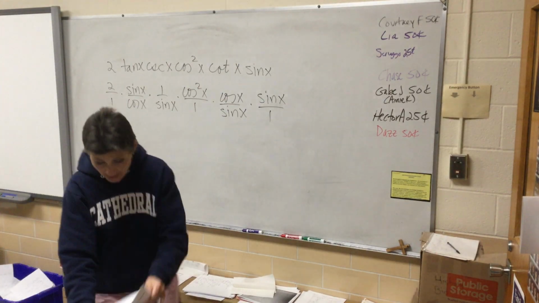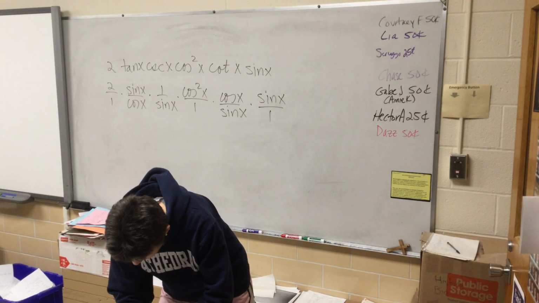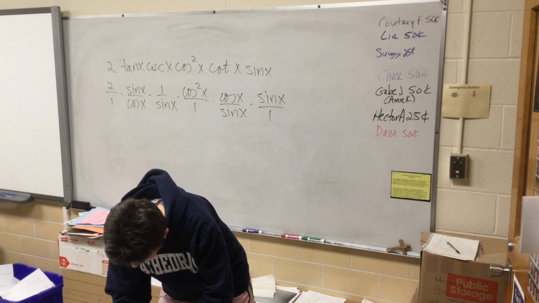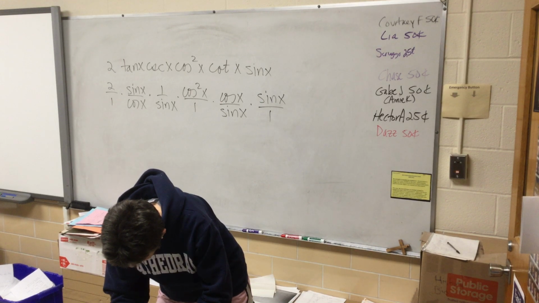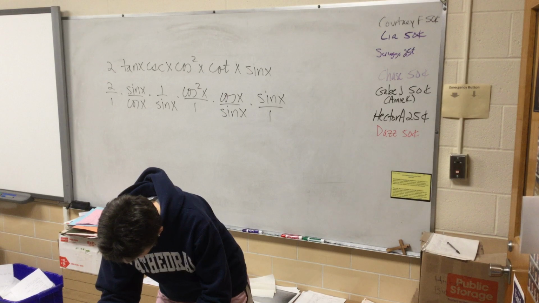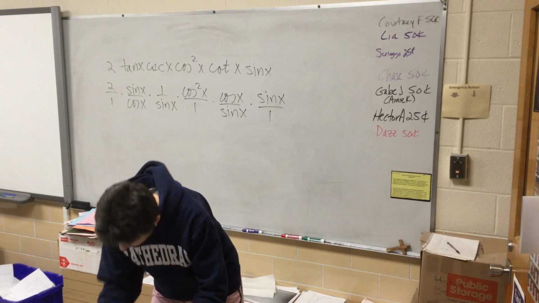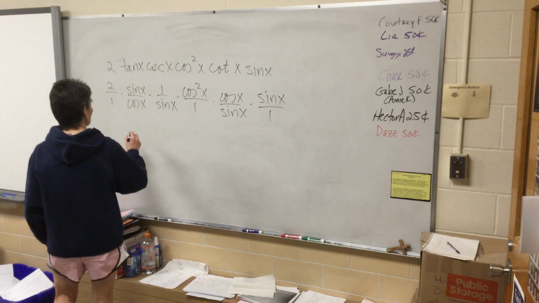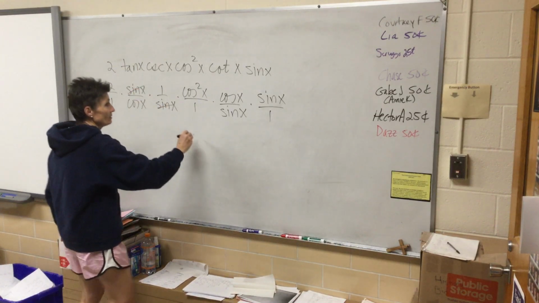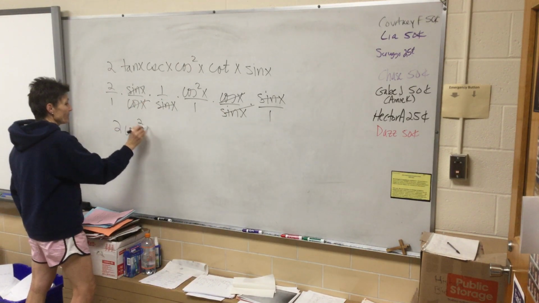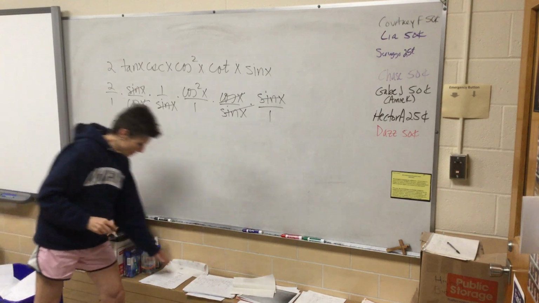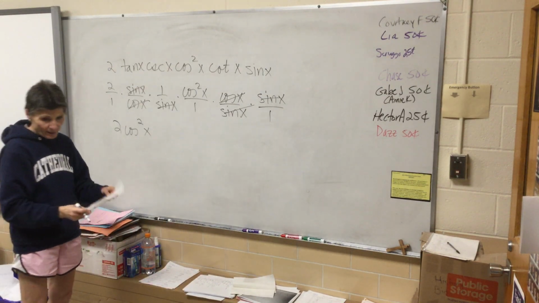Okay. And now we're going to start canceling, right? Yeah. And let's see what we have left. What did you end up with? A 2 and cosine squared. That's all I ended up with too. Because these cancel, that cancels. So 2 cosine squared is your answer. Perfect. These aren't so bad, that kind anyway.